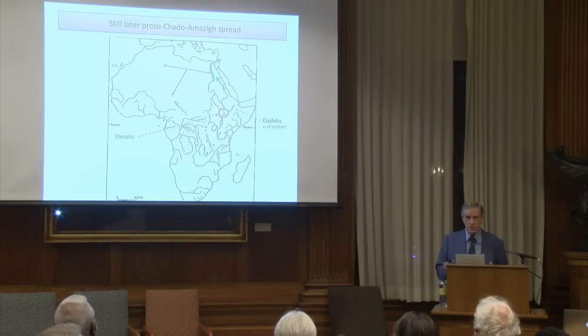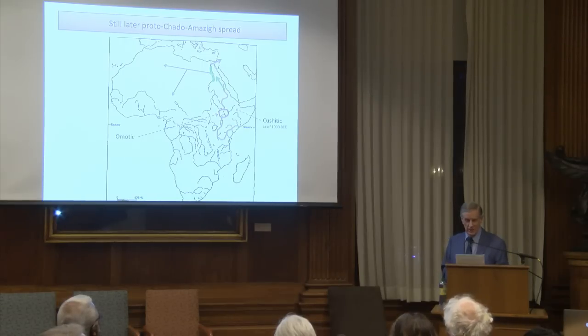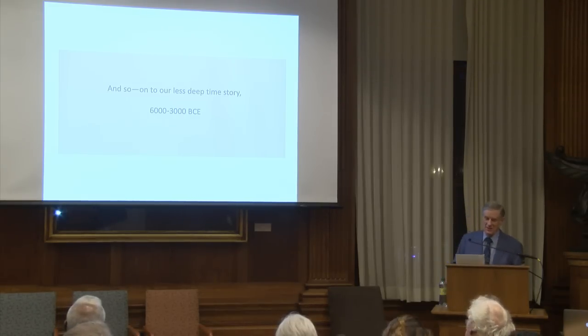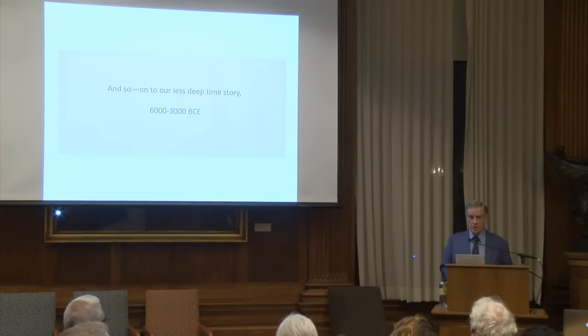The existing populations of Upper Egypt, meaning from Middle Egypt southward in what we're talking about here, and also farther north in the Fayum, did add new crops eventually, and the new ways of producing those crops by cultivating them, but they did so without evidence of notable demographic intrusions into their lands. Now, time for us then to move on to the less deep time story. So we're back to a title page. Now, the story of ancient Egypt, Nubia, and Sudan in the period around 6,000 to 3,000 BCE.